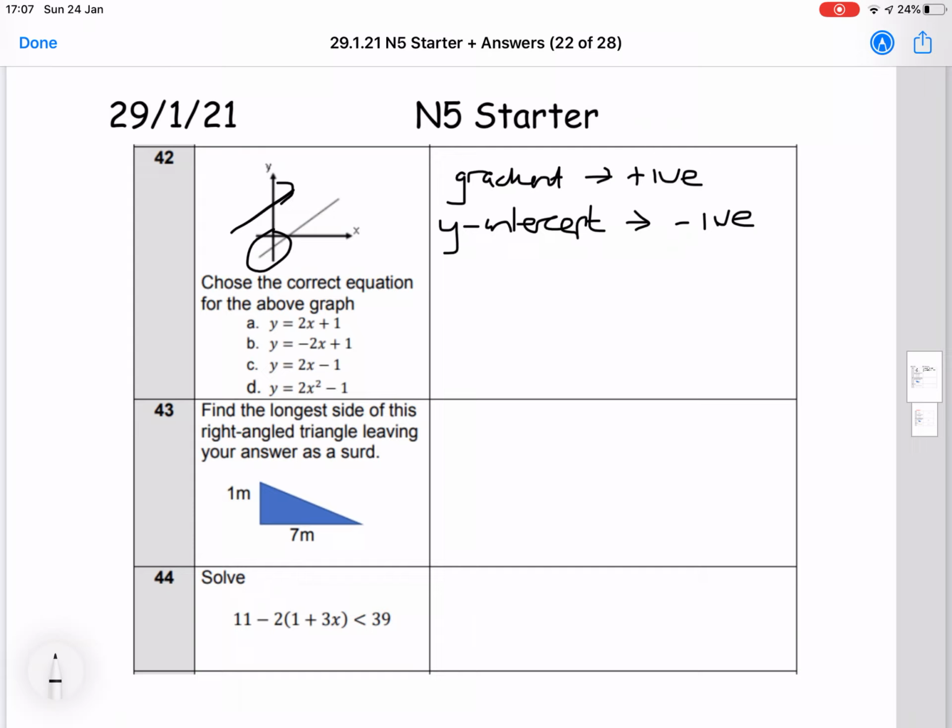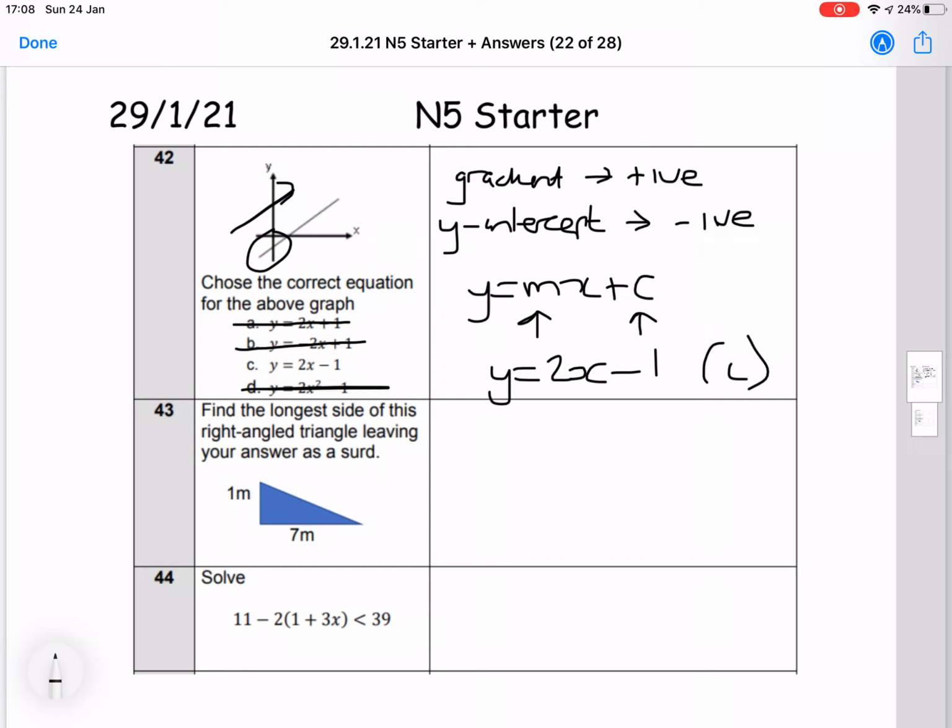So if we think about which equation would match, positive gradient, so in your equation y equals mx plus c, that number there has to be a positive number. So already we can take out B, and we can also take out D because that's not the correct form of a straight line equation. We've got an x squared there, so we can get rid of that. And then from our y-intercept value there, that number at the end has to be a negative number because it's below 0. So we can actually get rid of that one at the top there. So your equation here is likely to be y equals 2x minus 1, so C.